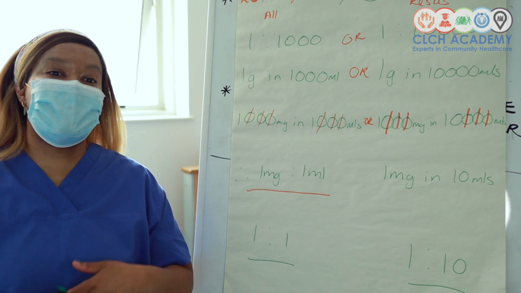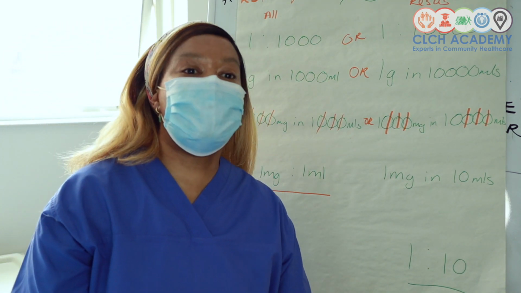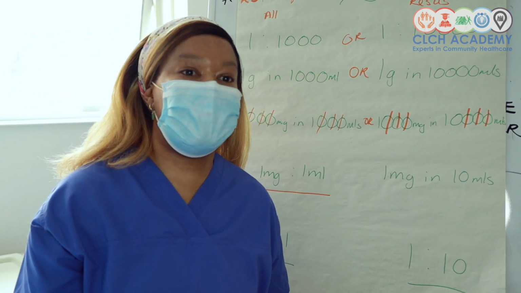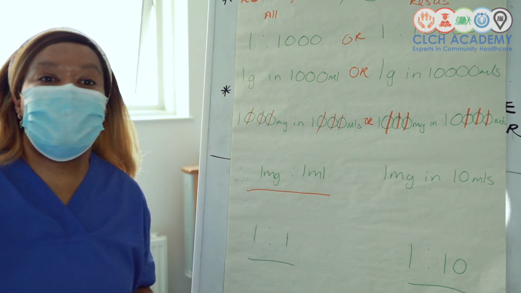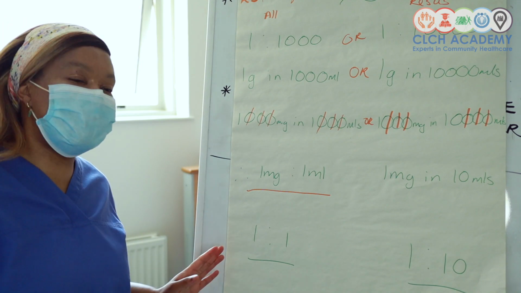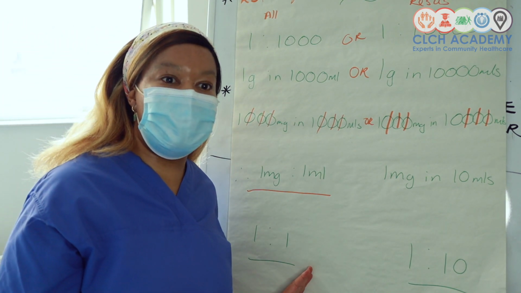And then you would give the second 0.5 after a couple of minutes if that wasn't working, and that would total the milligram in a mil. And that is how the process would work for anaphylaxis. So it's essentially a 1:1 ratio.